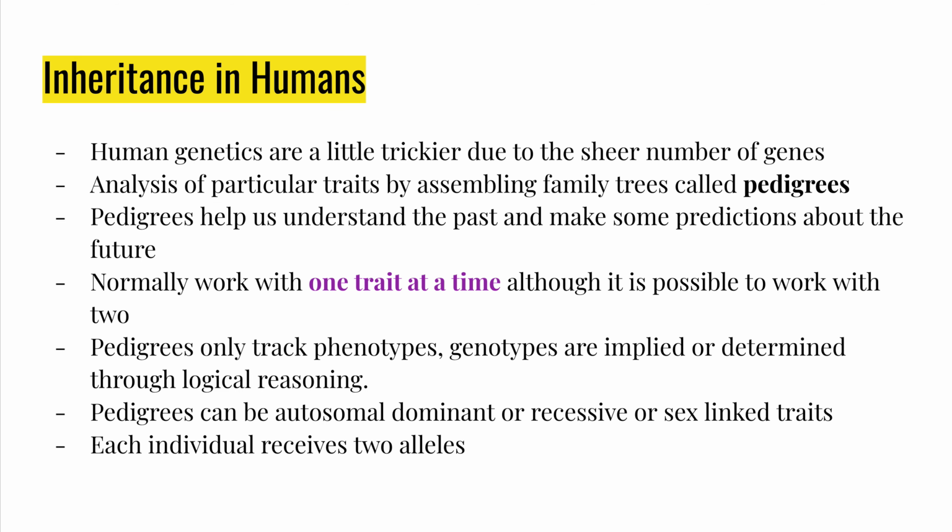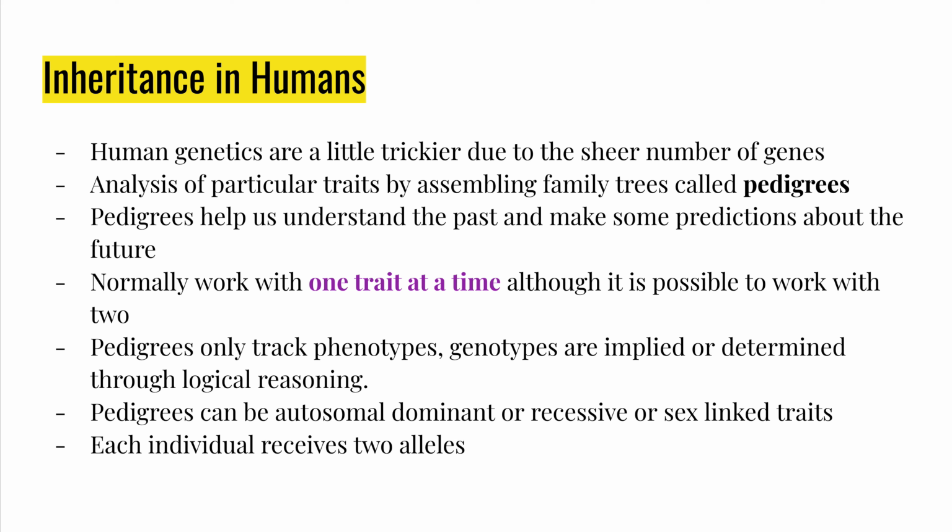So human genetics are a bit trickier than fruit fly genetics, as one would expect. We are more complicated organisms in that we have more genetic material, as well as more chromosomes. In addition to that, lots of fruit fly traits and pea plant traits are very simple Mendelian traits that humans often don't have. So the way that we arrange our analysis of humans is through family trees, and we specifically call these pedigrees.